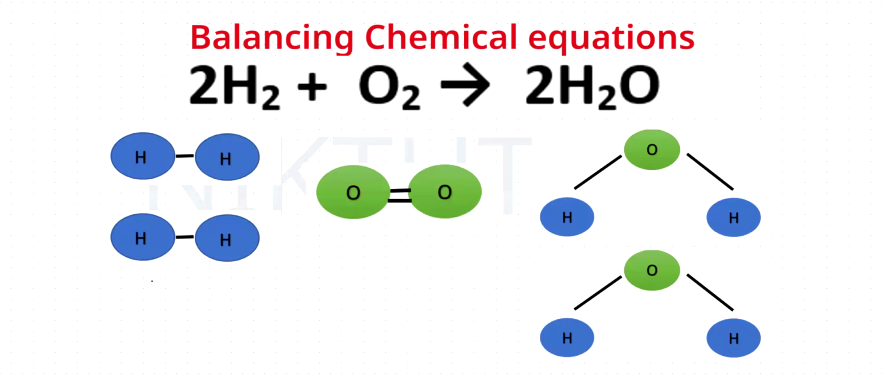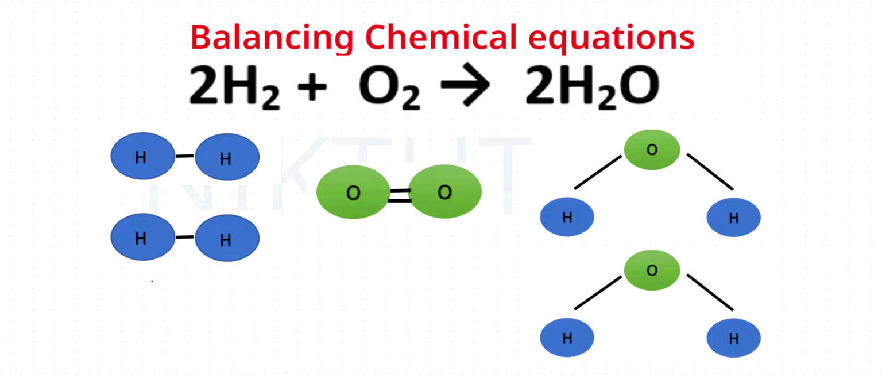Take note, you do not touch the subscripts. What do I mean by the subscript? The small number on the right-hand side of every species or every particle in your equation. You don't touch the small number, the subscript, because that is part of the formula of your compounds or your elements. In this case here, we have H2. That represents hydrogen molecule.